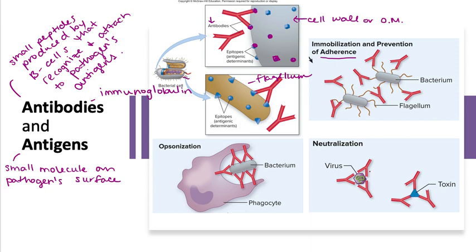Antibodies can also neutralize viruses by attaching to them and therefore preventing them from entering host cells. And antibodies can also neutralize toxins as well by kind of blocking them up. If a toxin is blocked by or neutralized by antibodies, then the toxin won't have the same damaging effect on host tissues.